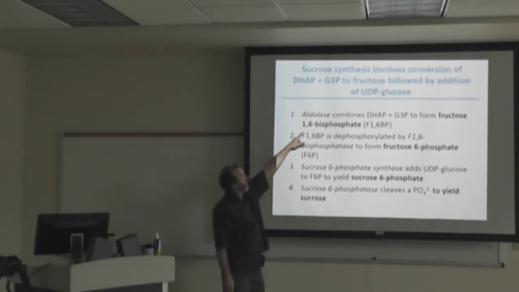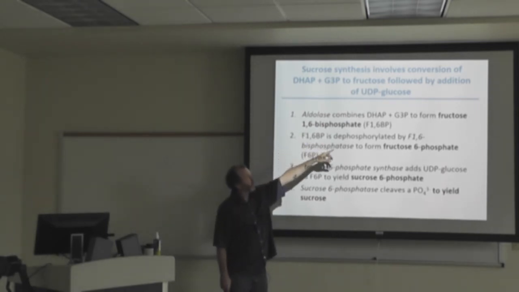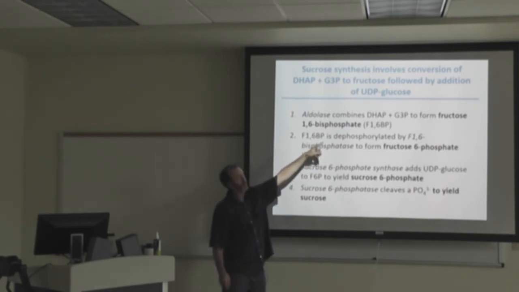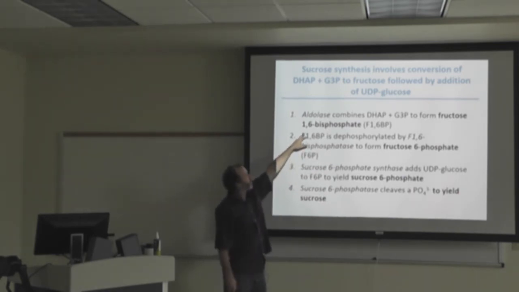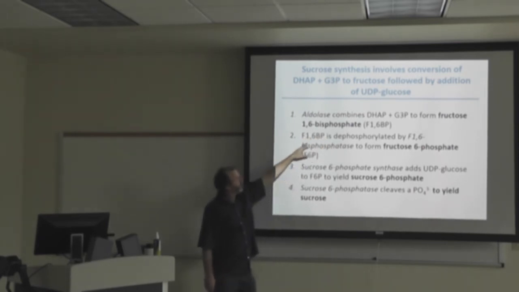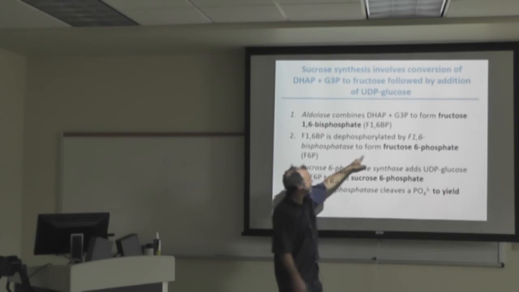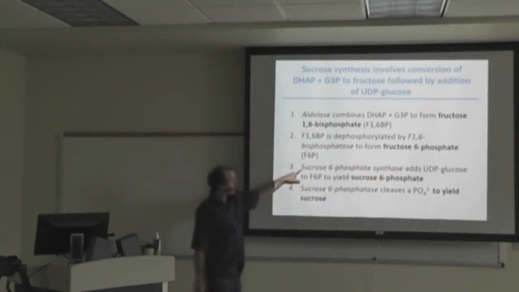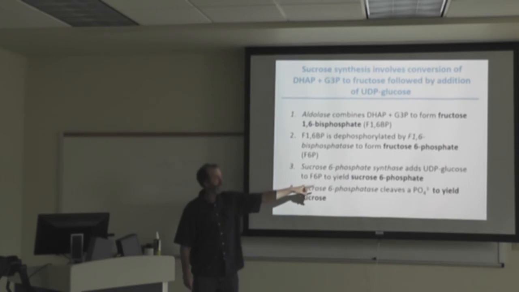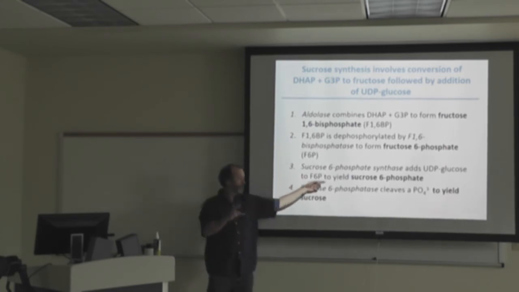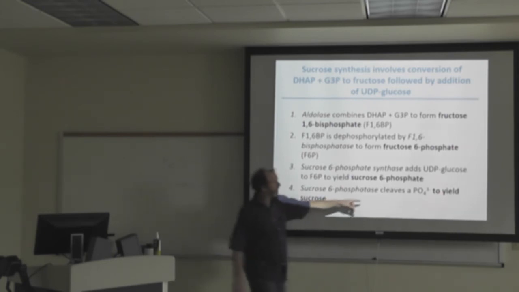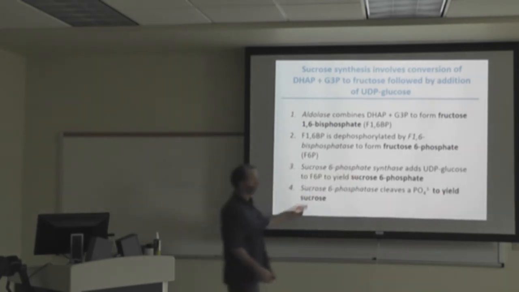So aldolase combines dihydroxyacetone phosphate and glyceraldehyde 3-phosphate to form fructose 1,6-bisphosphate. Fructose 1,6-bisphosphate is dephosphorylated by fructose 1,6-bisphosphatase, just like in gluconeogenesis, to form fructose 6-phosphate, and then sucrose 6-phosphate synthase adds the UDP glucose to the fructose 6-phosphate to yield sucrose 6-phosphate. Sucrose 6-phosphate is then cleaved of that phosphate to yield just plain old sucrose.